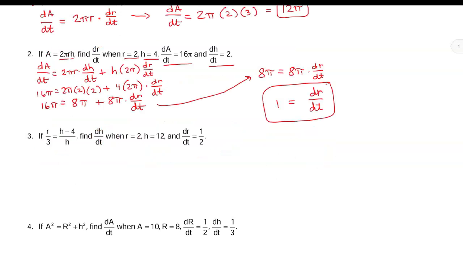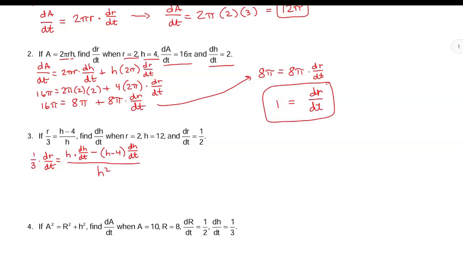Number 3, I'm going to take the derivative with respect to t. So on the left, I will get 1/3 times dr/dt. On the right, I will do quotient rule. So low times the derivative of high. The derivative of h minus 4 is 1 times dh/dt, minus high times derivative of low. High is h minus 4. The derivative of the bottom is just dh/dt, over the bottom squared.